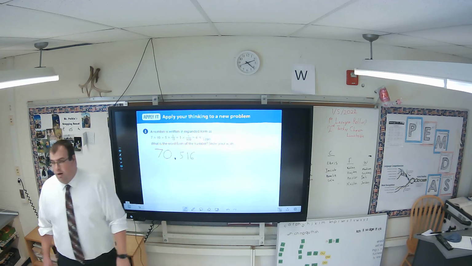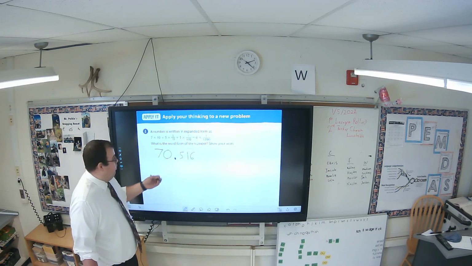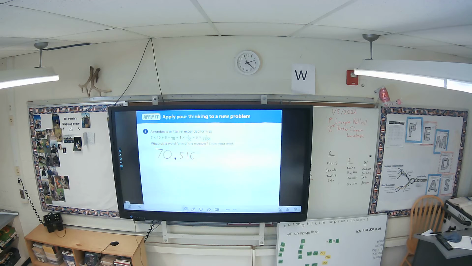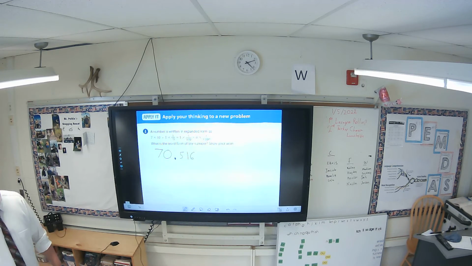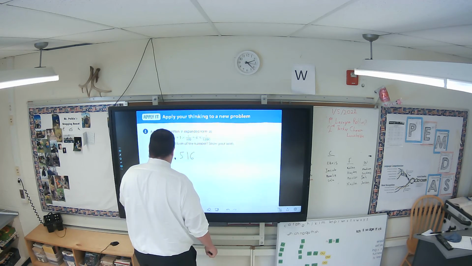So now we have the number written from expanded form to standard form, right? Is it easier to read a number in standard form than expanded form? Yes. Now let's put it into word form, right? What is this number? 70 and... Carlos, what's that number? 516 thousandths. Beautiful. It's 70 and 516 thousandths.